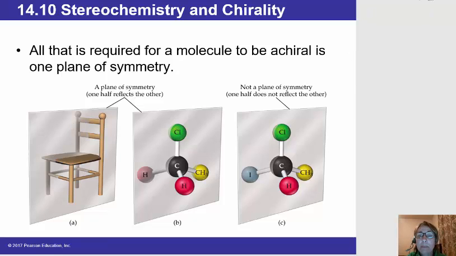So now that we have a better understanding of what chirality is, in the next lecture we're going to look at how to identify whether a carbon is chiral or not just by looking at its formula or its structure.